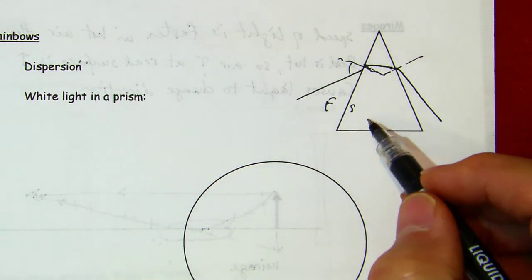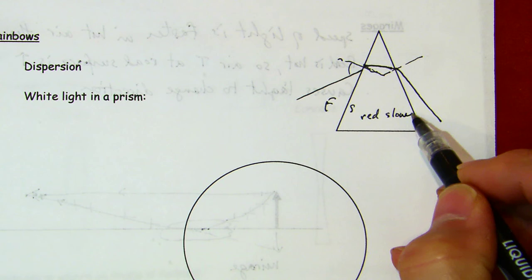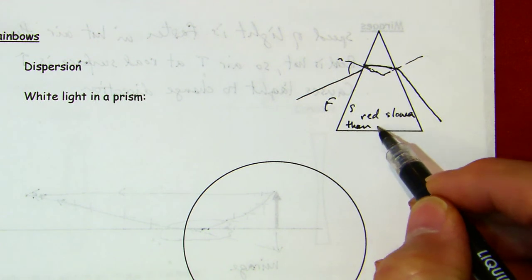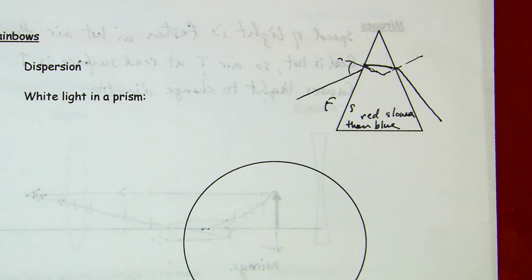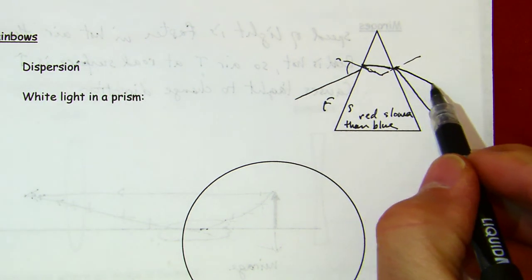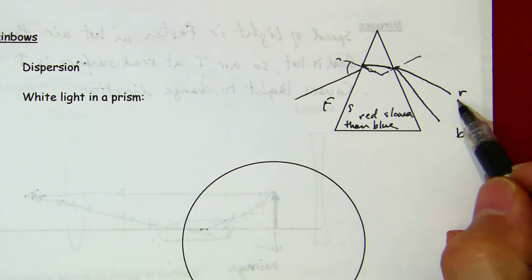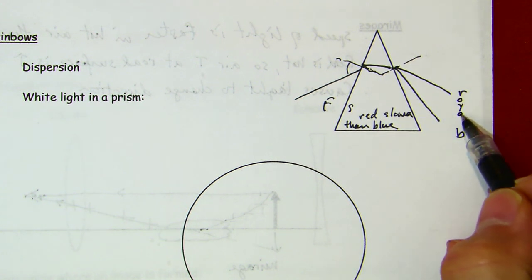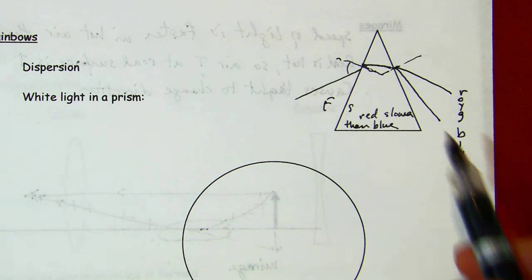Well, as it turns out, red is slower than blue in this medium. And so what ends up happening is you get different amounts of bending. Red gets bent less than blue, and so you get ROY G. BIV. And that is the prism. That's the separation of colors.